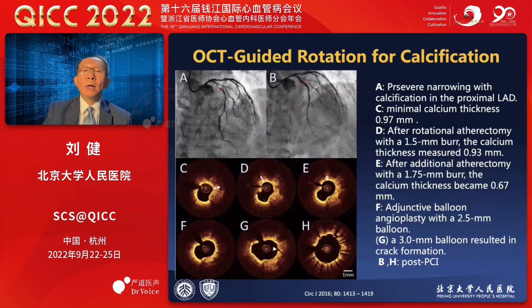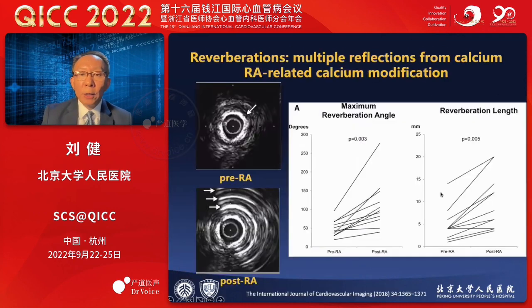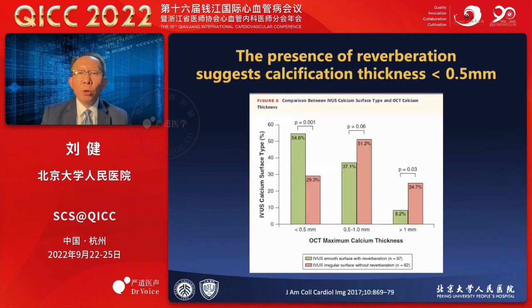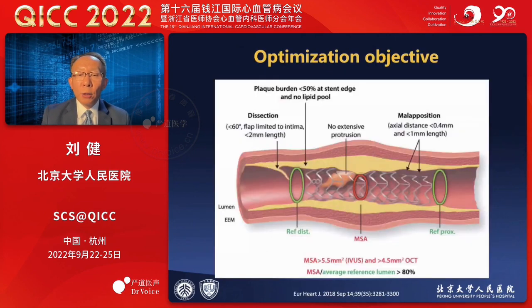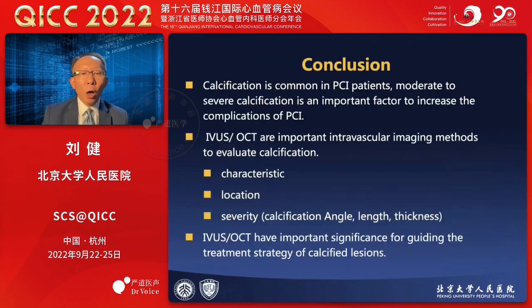And after the stenting, we can still do IVUS or OCT to evaluate the wall apposition and expansion of the stent. So this is a very good example. And by IVUS, you can see this is the reverberation. This is a very good prognosis for the future. And this is another indicator, which is the thickness of the calcification. It will also predict the outcome.